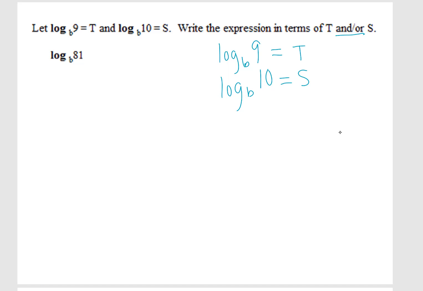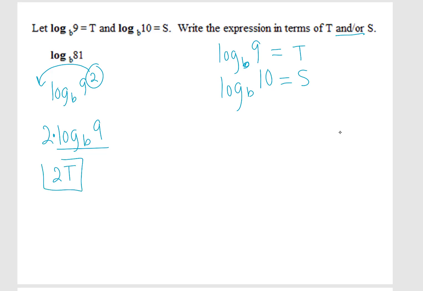So I don't see in my initial log that's given to me log base b of 9, nor do I see log base b of 10. But I can express 81 as 9 squared, right? And with my exponent rule, I know I can take 2 to the front, so I can have 2 times log base b of 9. And look, this is 2 times, right? Log base b of 9, and that can be replaced with t. So my answer would be 2t.